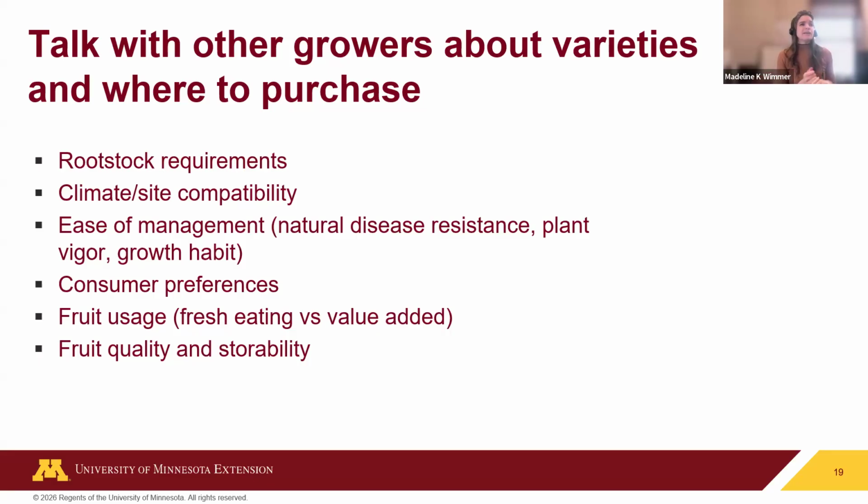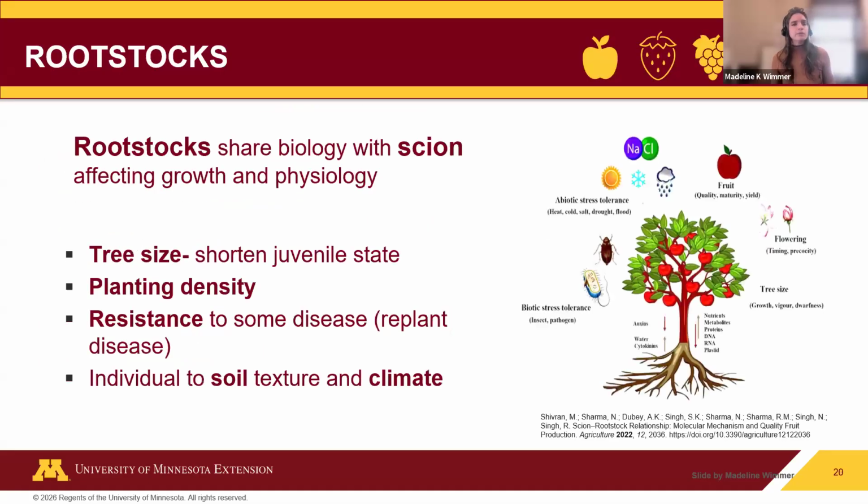So there's going to be a number of reasons why you might choose a specific variety: the rootstock, climate or site compatibility, how easy it is to manage, whether consumers enjoy this fruit type or not, and then how you're going to be using it, along with the overall quality and ability to store that crop. For those who are not familiar with rootstocks, many fruit trees, especially apples, are going to be grafted.